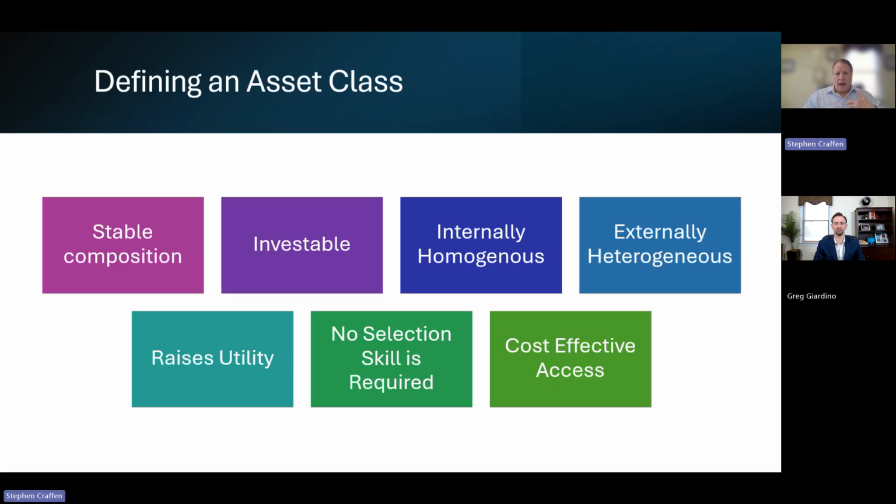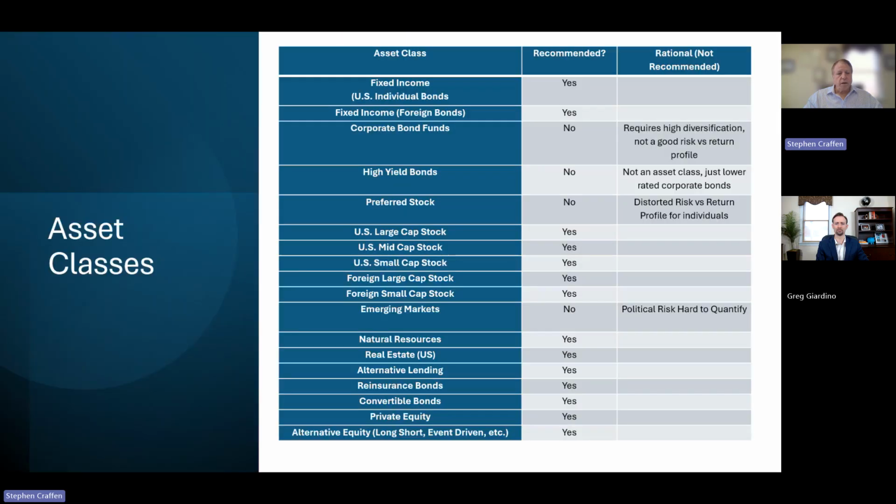If you add it to your portfolio, it should enhance utility, or what we call portfolio efficiency, which means that it helps with diversification. There should be no skill required in selection. For example, the S&P 500, you could buy an index. There's no skill required there in selection. Additionally, you should be able to get it cost effectively. Okay, and you can with so many different asset classes now, which frankly didn't exist 20 years ago, by the way. So here's a table of asset classes that, in our opinion, are worth considering.